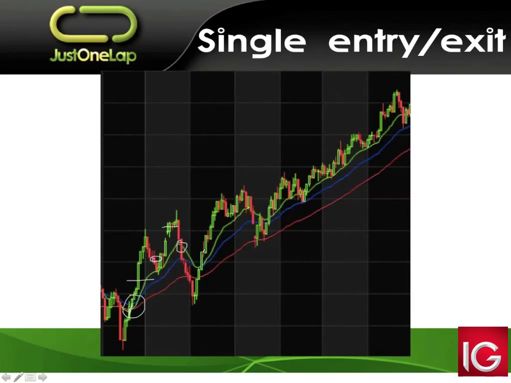Let's go to another one here. So here again, there's my trigger. I enter at that point and I get stopped up here. And then again, I enter at that point and I get stopped. But this is the trade I really want to look at. So let me clear all of those. So there's my entry candle. Now I'm in. There is my exit candle.